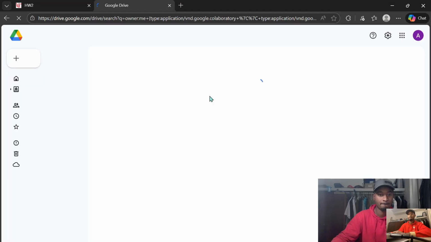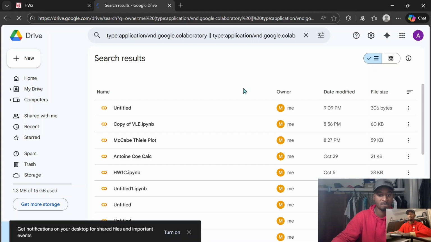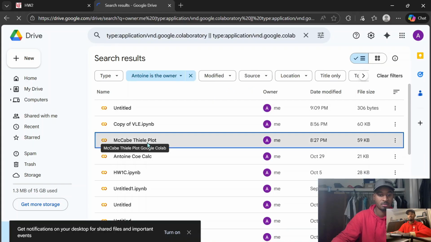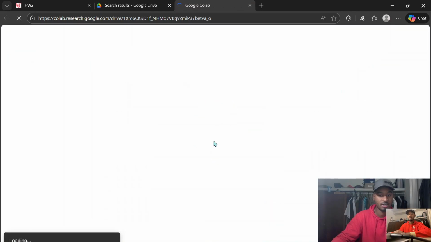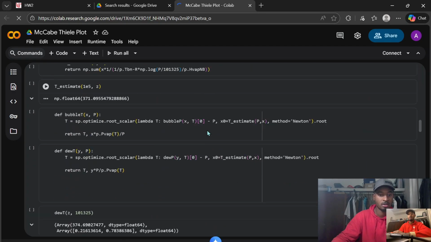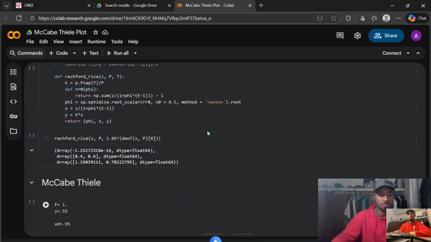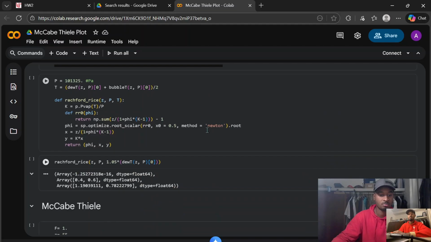Drive. Tab here. All right, and here we have a lot of the data that we were using for the previous homework.